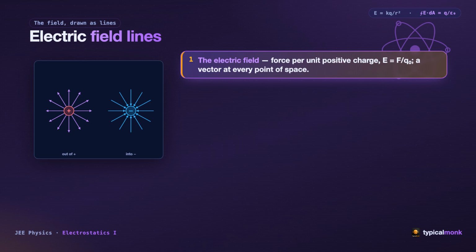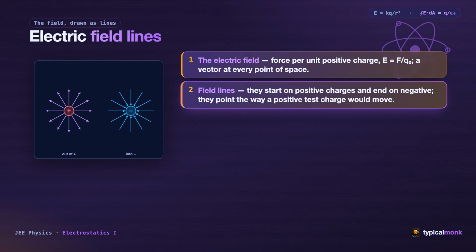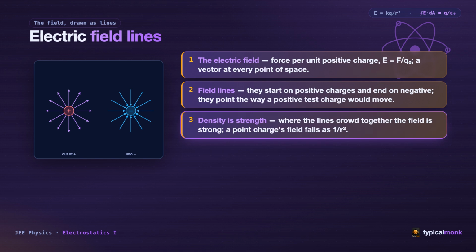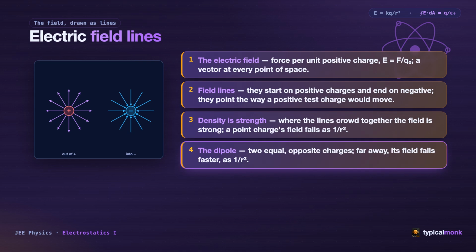Now look at the picture. The electric field, drawn as lines, goes out of a positive charge on the left and into a negative charge on the right. The electric field itself is the force per unit positive charge, E equals F over q naught, a vector defined at every point of space. Field lines start on positive charges and end on negative ones, and they point exactly the way a positive test charge would move. Density is strength. Where the lines crowd together, the field is strong, and a point charge's field falls off as 1 over r squared. And the dipole: two equal and opposite charges. Far away, its field falls off faster, as 1 over r cubed.